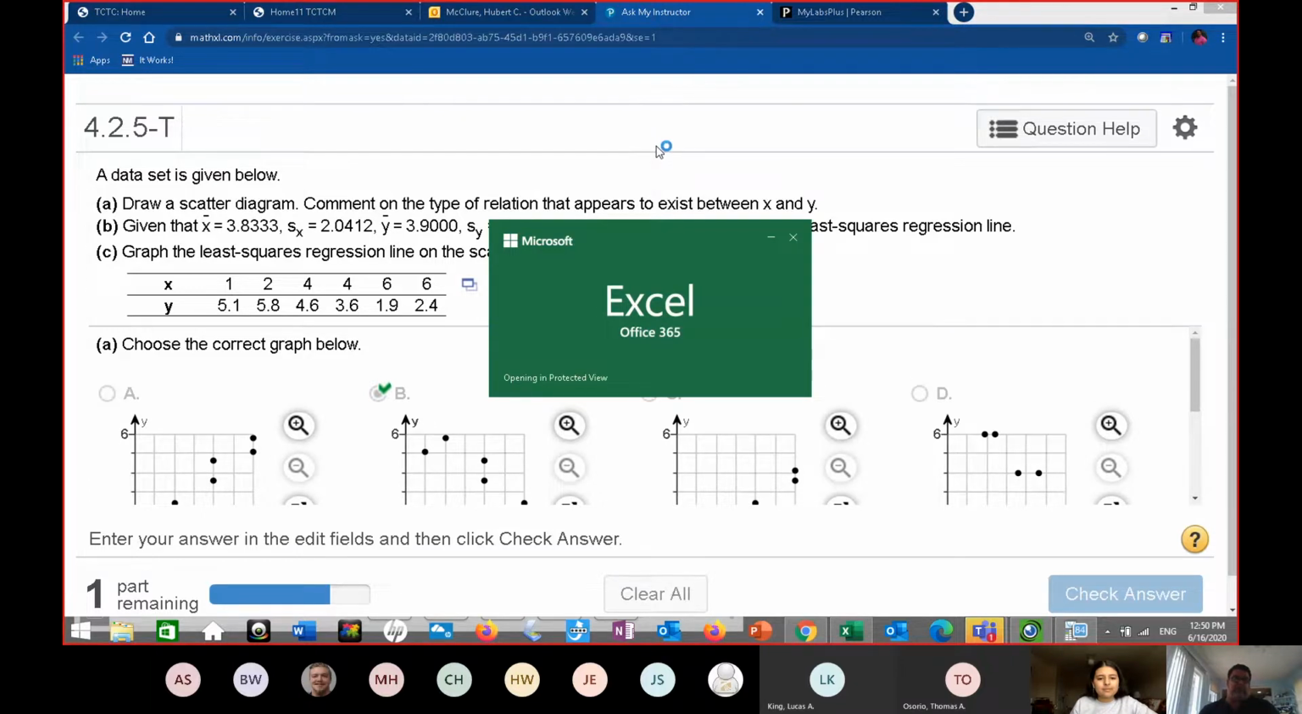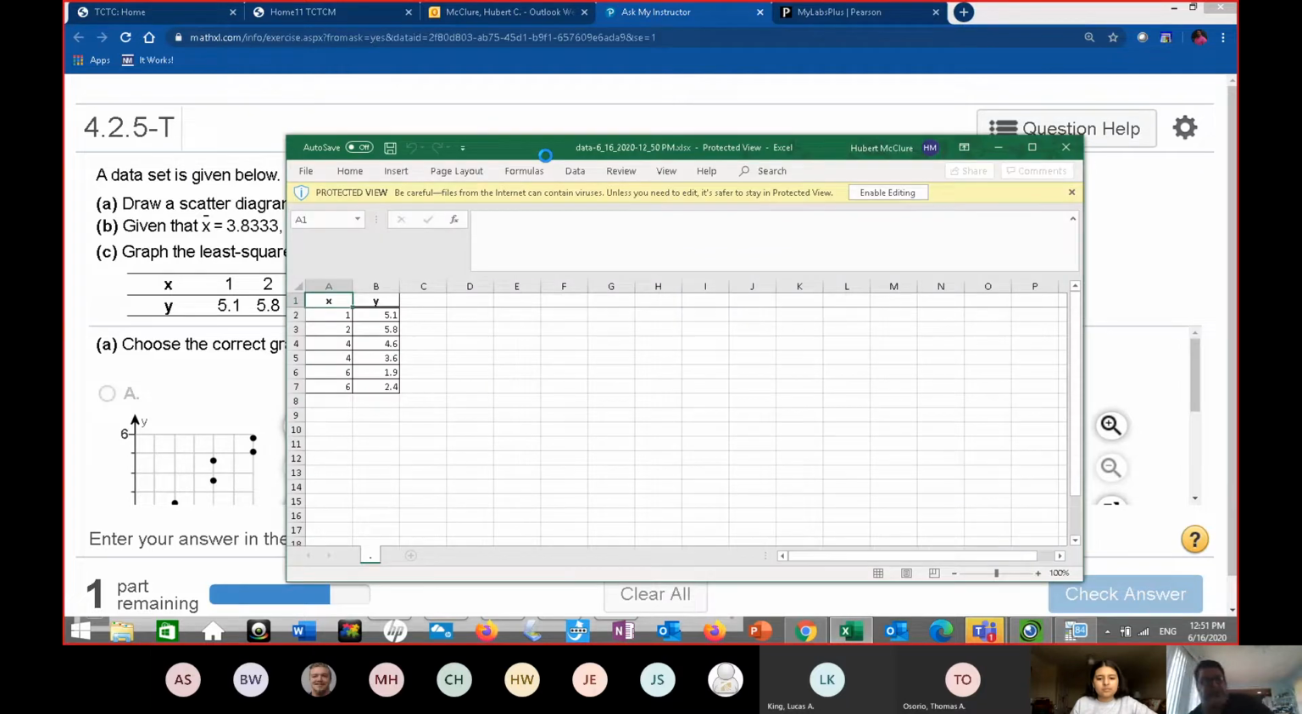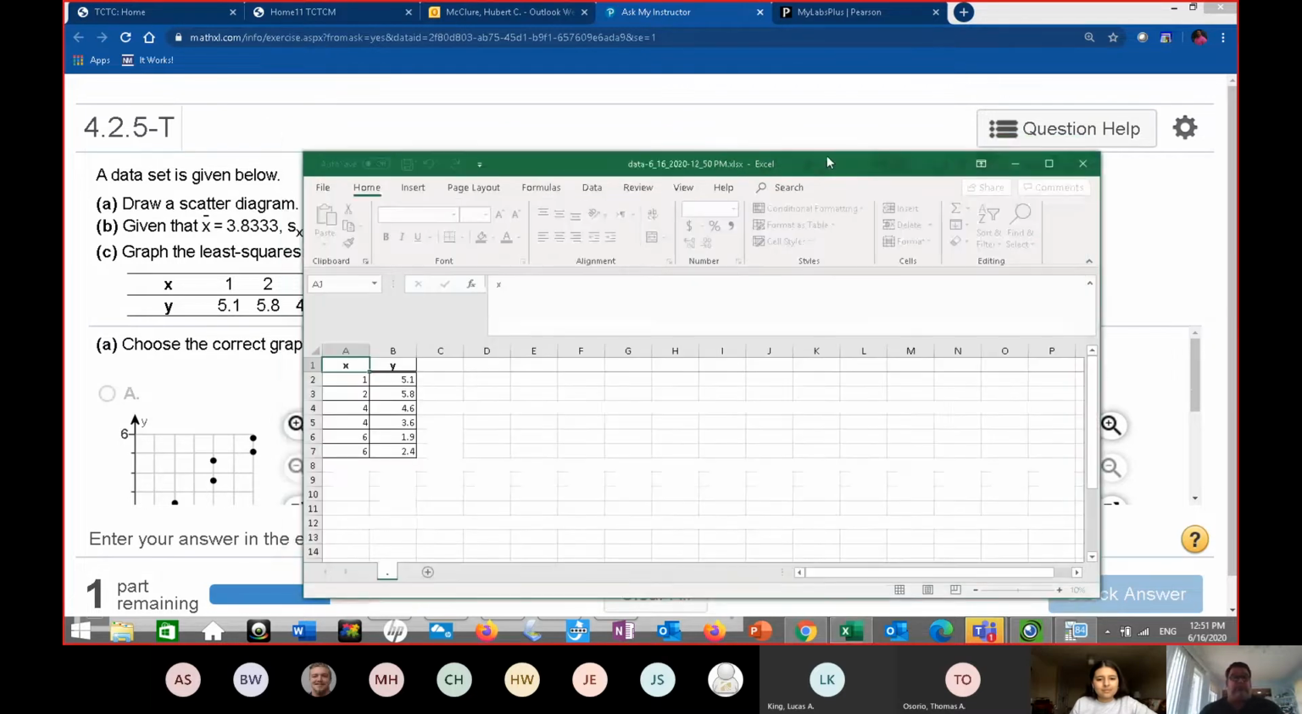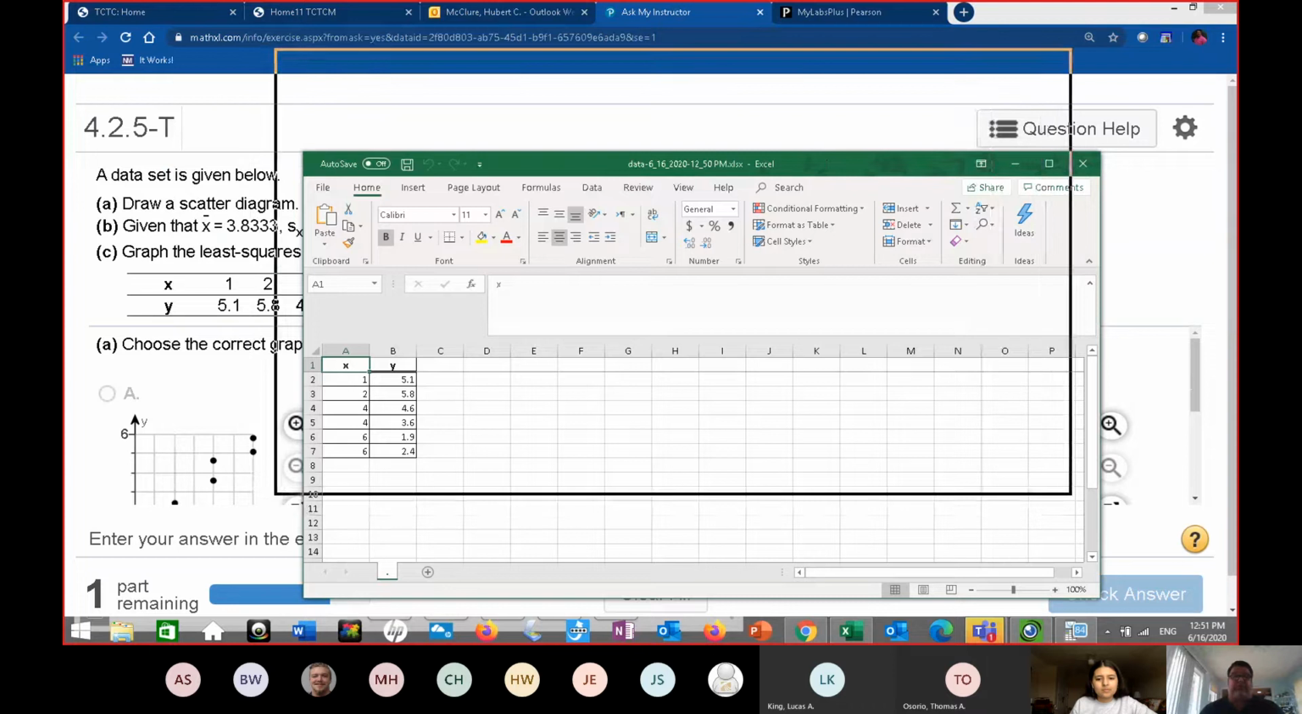Now try to remember, when we get ready for the test, to enable Excel to where you can still use Excel on the test or StatCrunch, one of the two. Got to remember to do that. Somebody's got to help me remember, because I sure don't want you having to do all that archaic work.